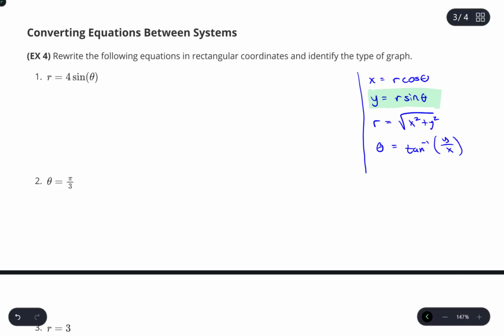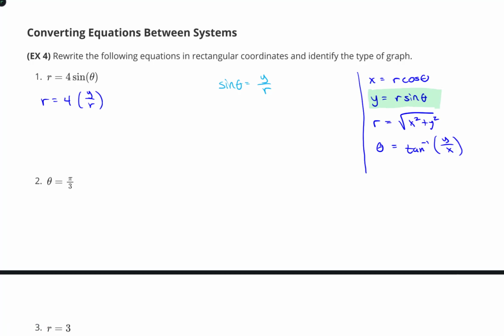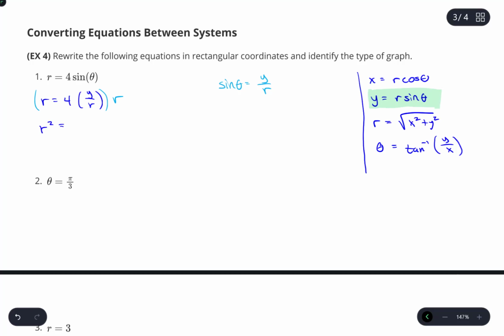So for instance, I could take the one highlighted and say that sine of theta is y divided by r. And that's perfectly fine. Then I would have r equals 4 times y divided by r. I can directly translate that. I still need to do the step of multiplying both sides of the equation by r, however. I don't actually get away from that. So r squared equals 4 times y.